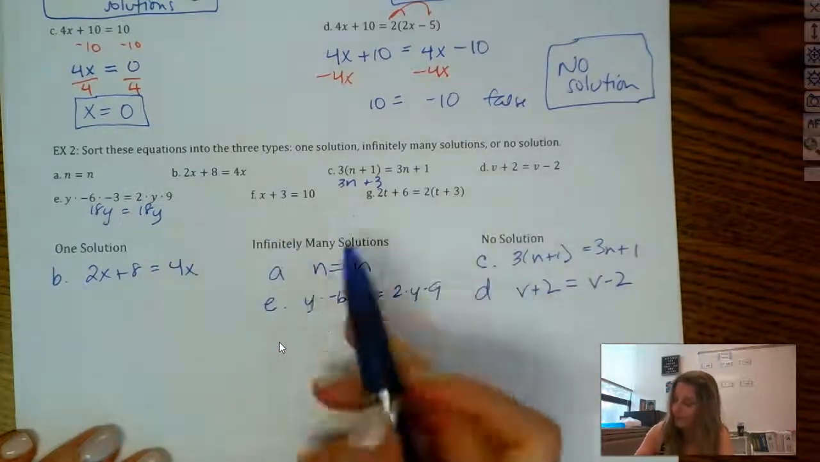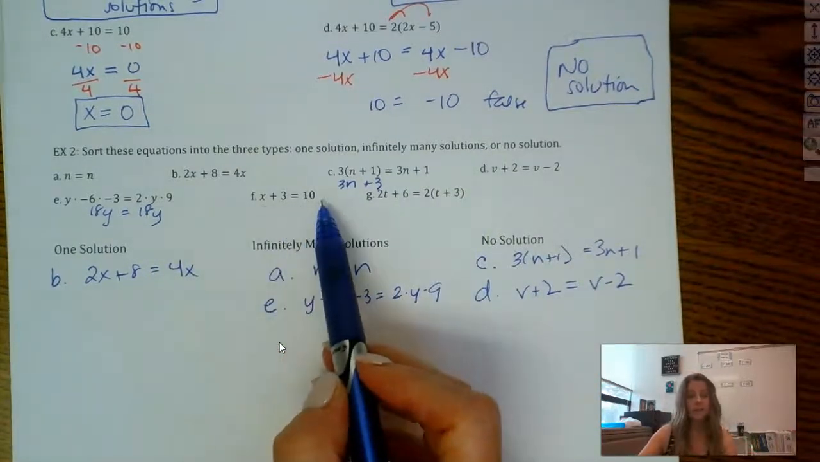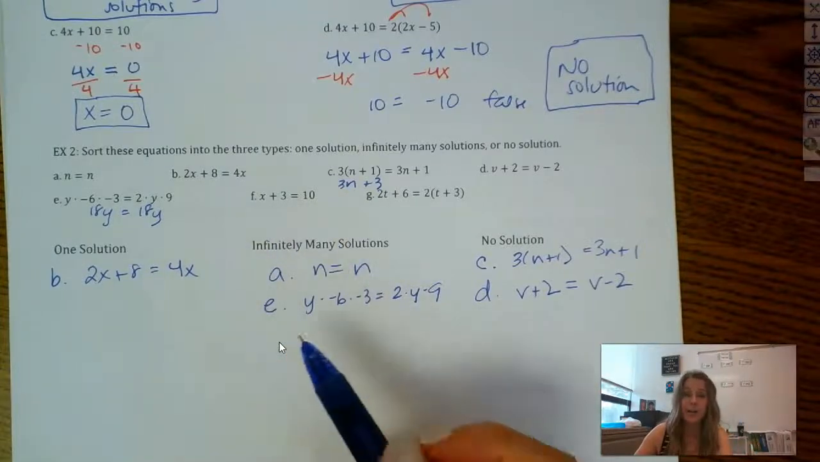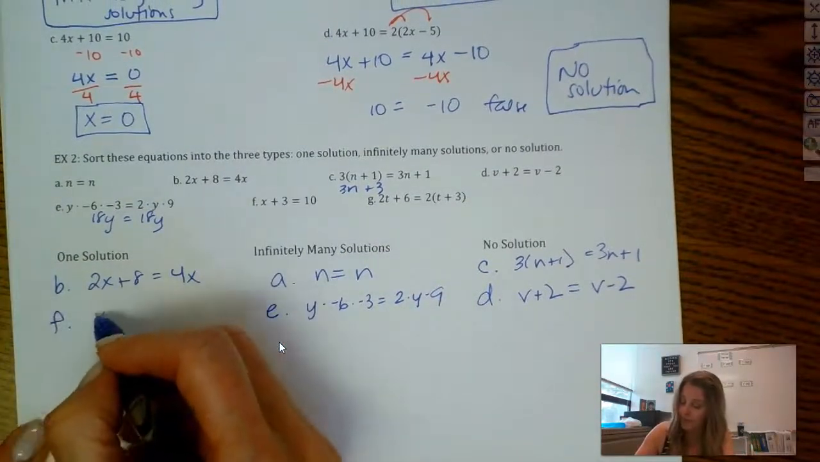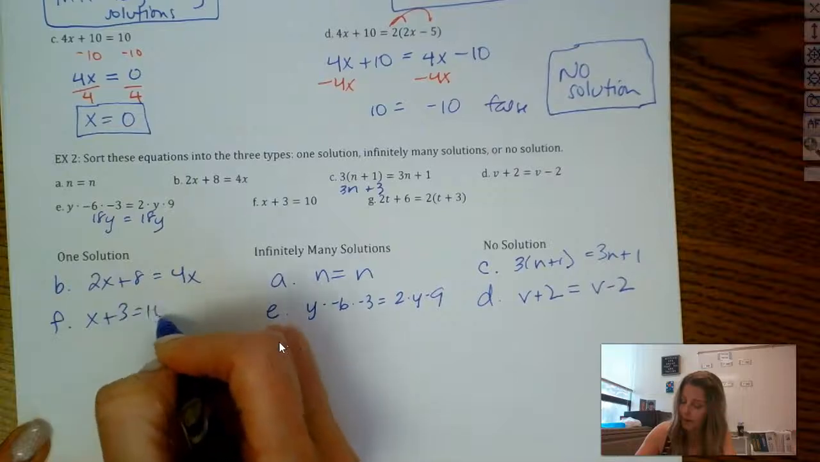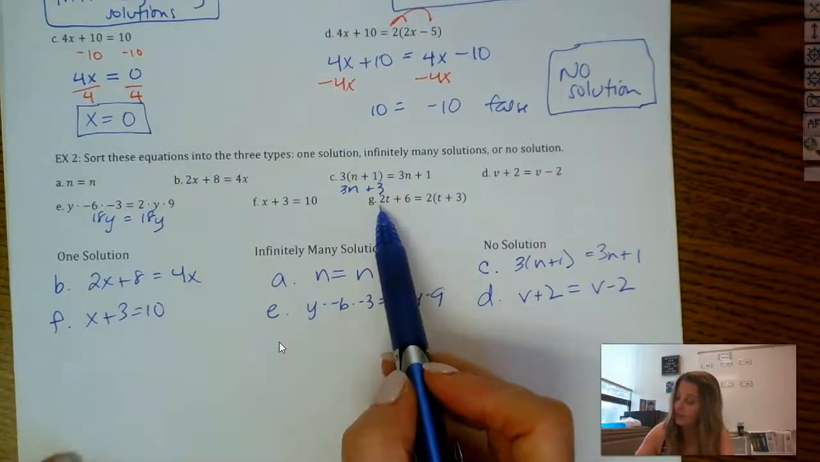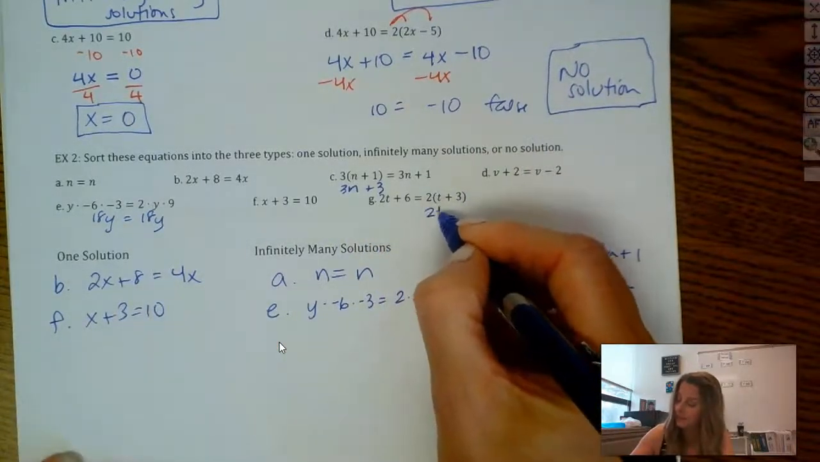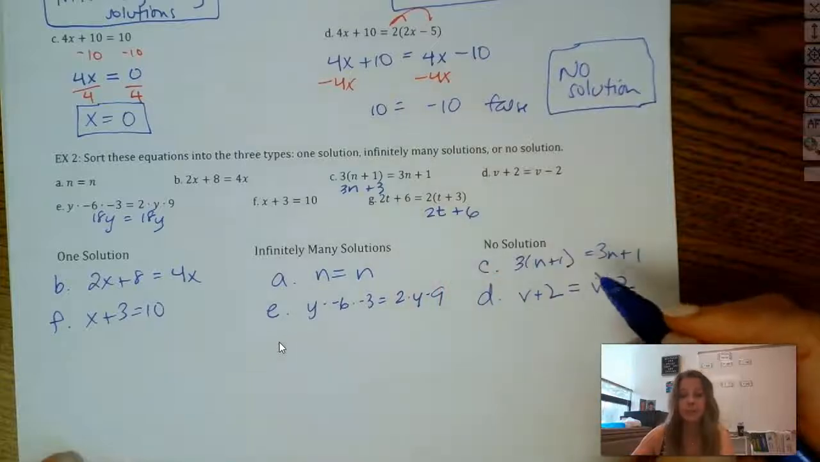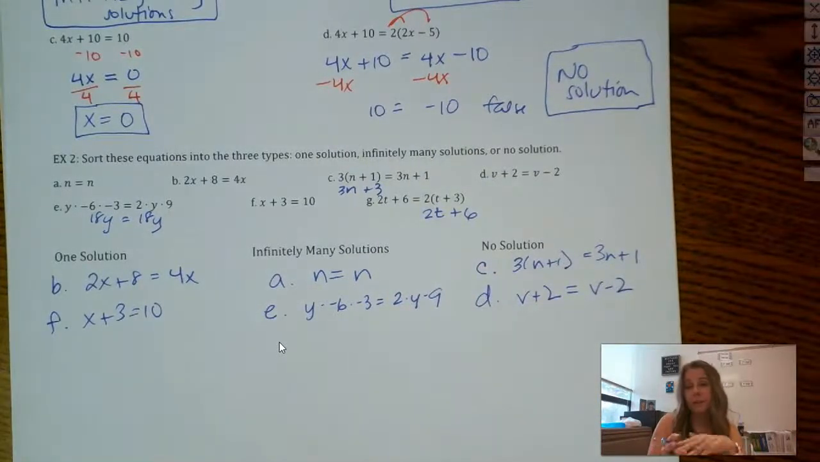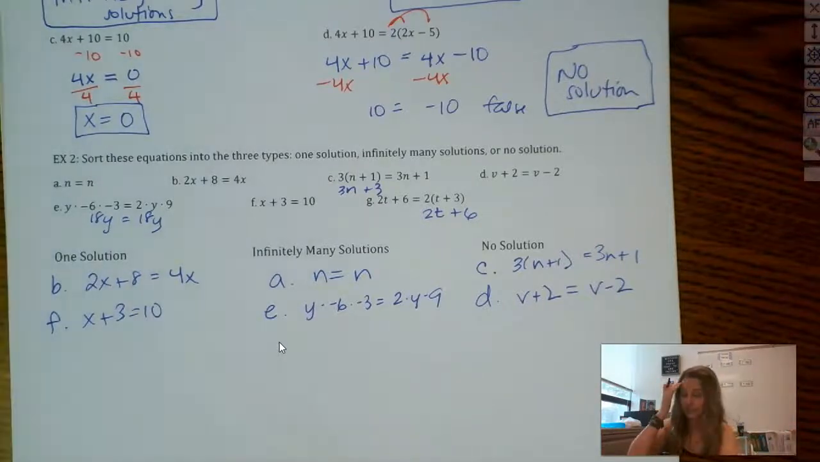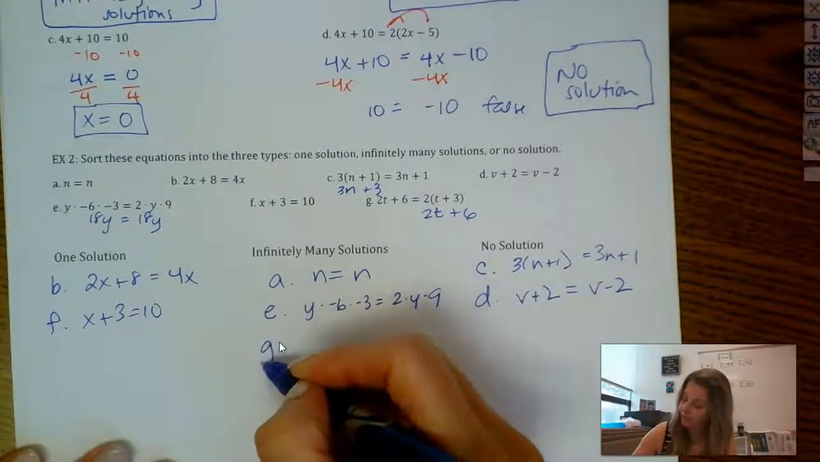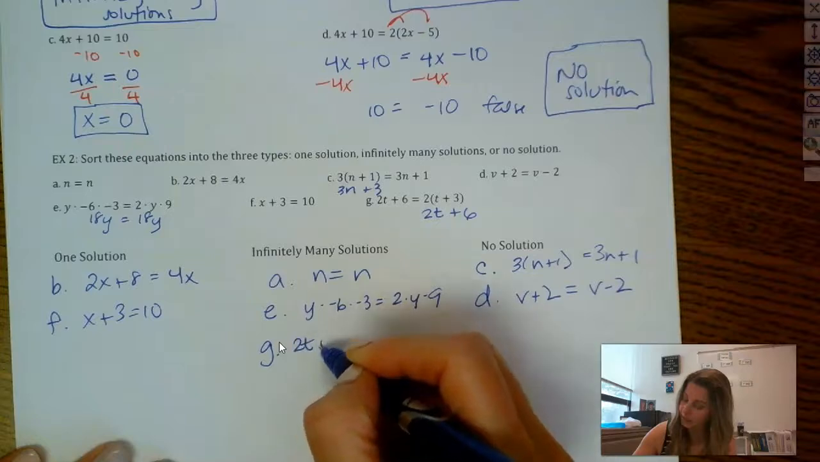All right, F. Notice I don't even have a variable on the other side. My variables are not dropping out. So this is definitely a one solution type of problem. And then lastly, 2t plus 6. If I distribute in there, I get 2t plus 6. So hopefully you've noticed, if I have the exact same thing on the left as I do on the right, then it's going to be equivalent no matter what t is. So that's going to be another one of our infinitely many solutions.